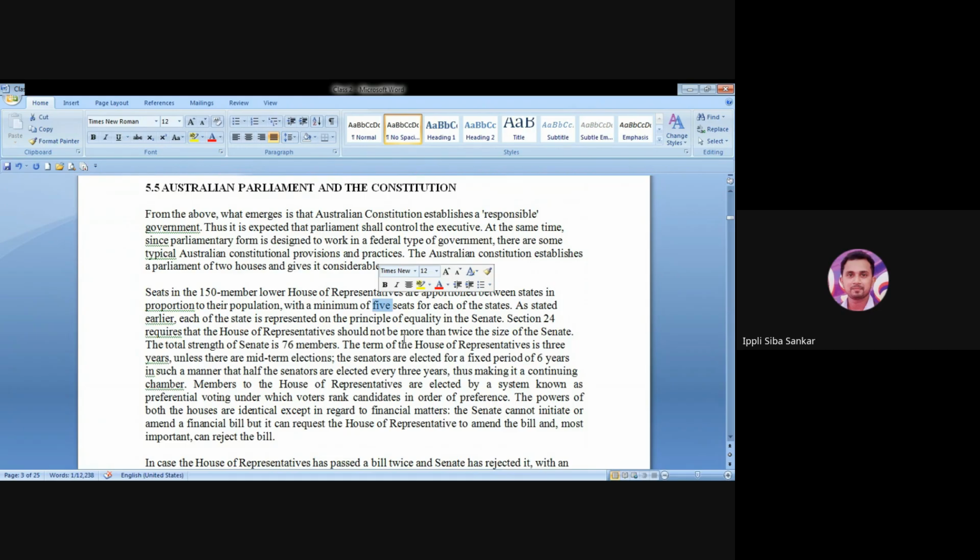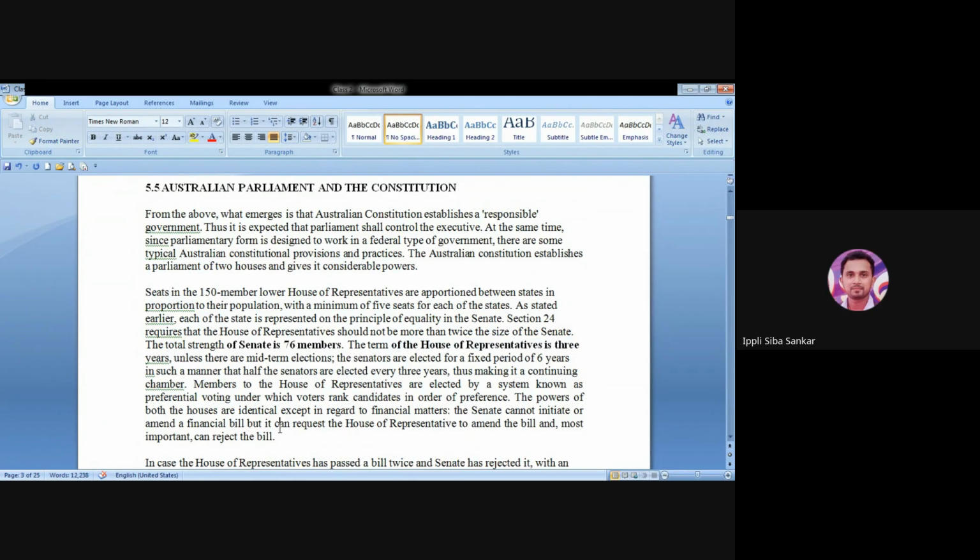Section 24 requires that the House of Representatives should not be more than twice the size of the Senate. The total strength of the Senate is 76 members. Dear listeners, if you want, just make some notes on it. The Senate is 76 members. The term of the House of Representatives is 3 years. This is also important. We need to remember the term of the House of Representatives is 3 years.